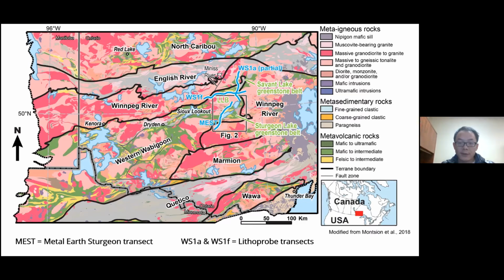So this study focuses on the easternmost part of the Western Wabigoon terrain, and we will be looking at 3 transects, one from our Metal Earth project here, the Sturgeon transect, and 2 from previously completed Lithoprobe transects. Here you see WS1A is only showing a part of it because I don't need to interpret the rest of it for my study area. Another one is the east-west oriented WS1F transect from the Lithoprobe.